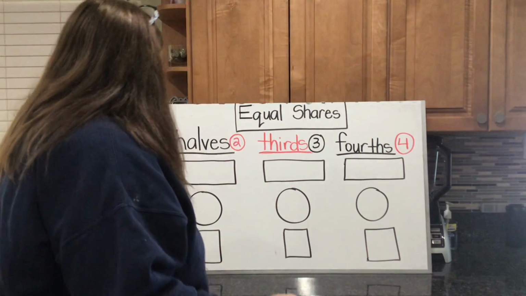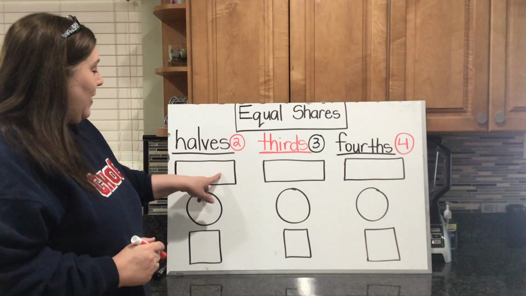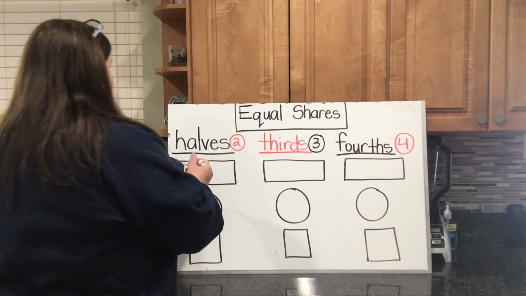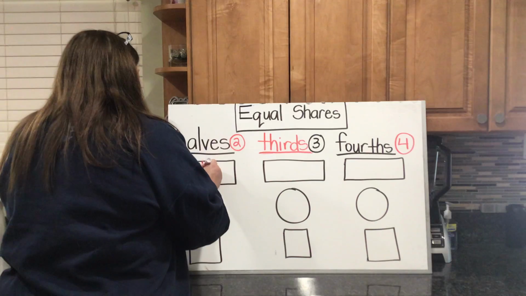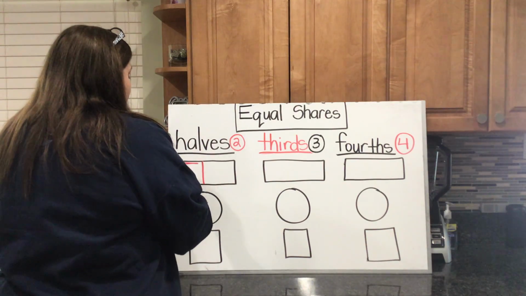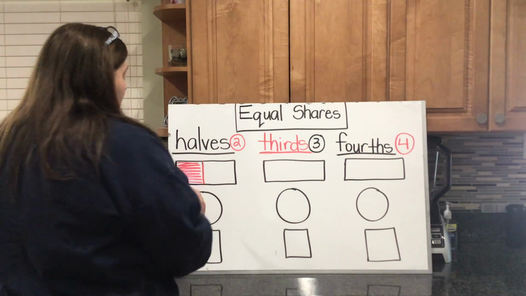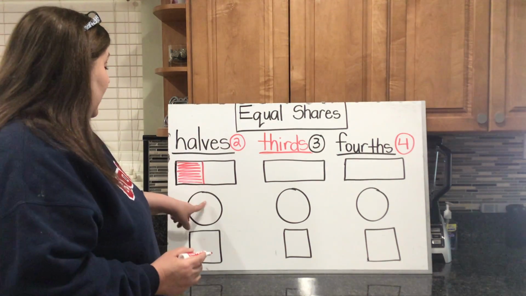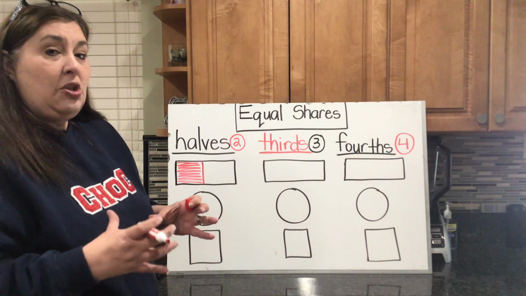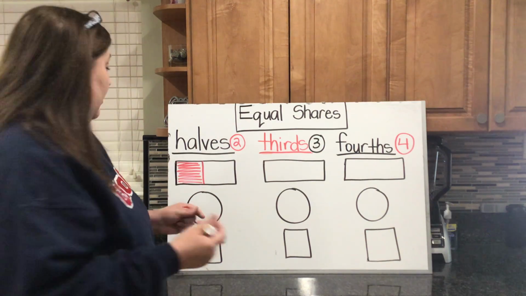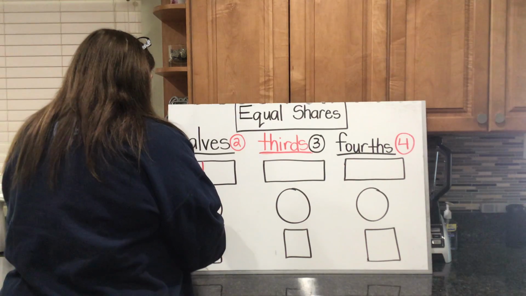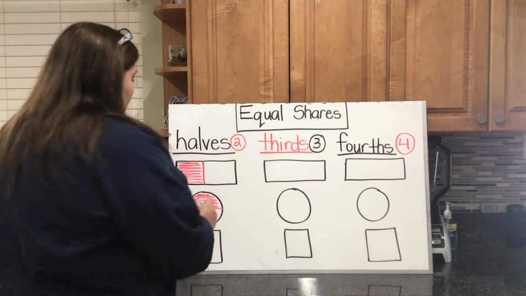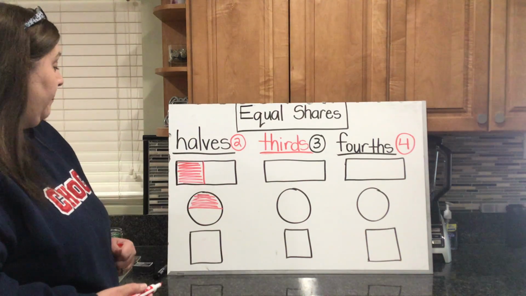So let's look at shapes. If I wanted to show this rectangle in halves, remember 2 equal parts, I could break it up right down the middle like I did with my cracker. And I could shade it in to show halves, right? We've got 1/2 here and 1/2 here. I could do the same thing with the circle. I want to show halves. I could go right across the middle and I could shade it in. Shade just means color.